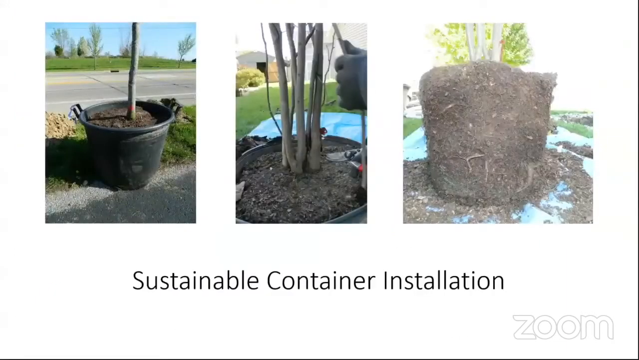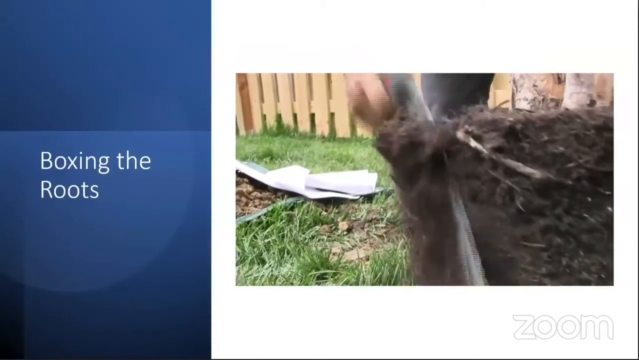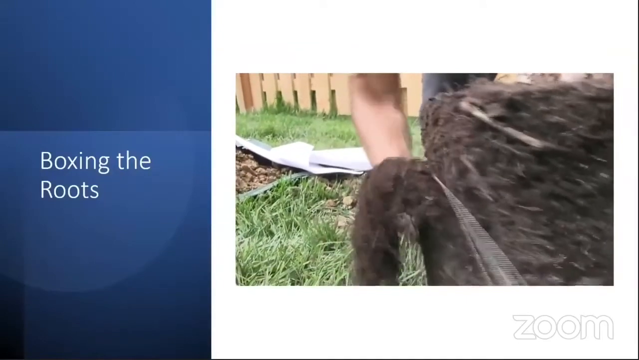Now we want to talk about just good sustainable container installation. We'd have different size containers, different configurations, but typically it's really all the same scenario as far as that root treatment, which ensures good root development and expansion into the soil at its new home. So this is what we call either boxing or slicing the roots.